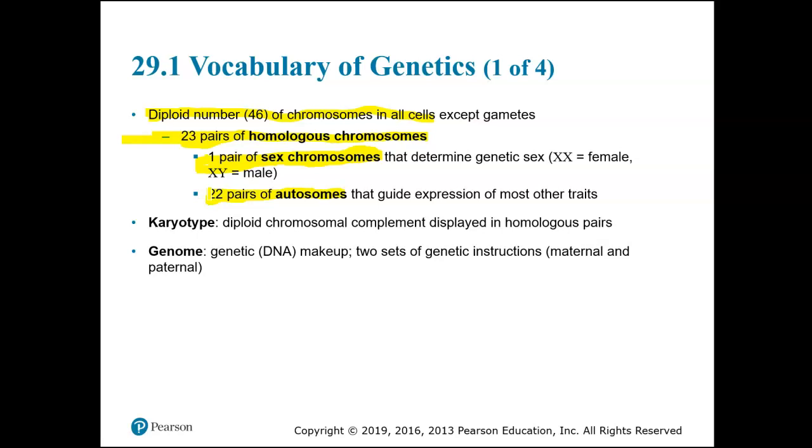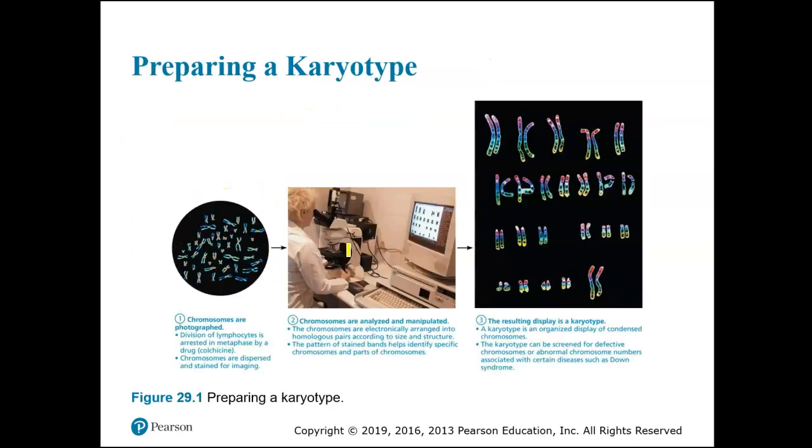So sometimes we look at all of those chromosomes. We take a picture of all the chromosomes. It's called a karyotype. So this is just a picture of all 46 chromosomes lined up in homologous pairs. So all 23 pairs kind of lined up. You can look at those and see if there are any abnormalities, any extra chromosomes, any missing chromosomes, that kind of thing. And then our genome is our entire genetic makeup. It's all of our DNA. And of course, half of that comes from our mom and half from our dad.